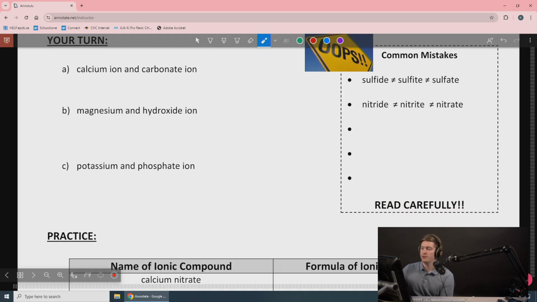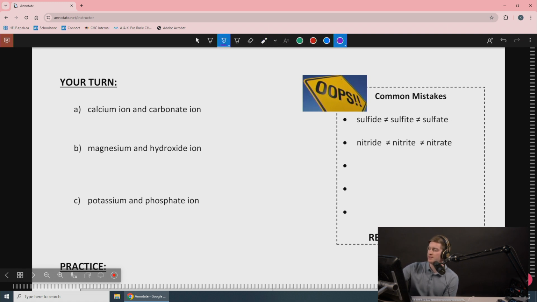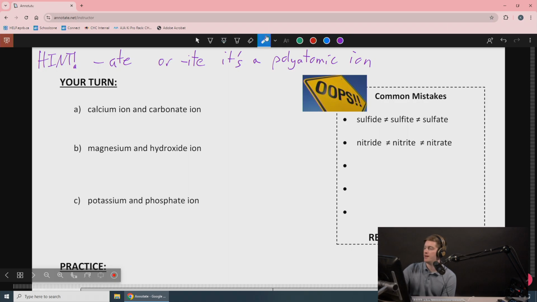Some notes about polyatomic ions, which before you go to your turn here, some things to look out for. If it ends in ate or ite, it's a polyatomic ion. That is my hint. My hint is if it ends in ate or ite, it's a polyatomic ion.